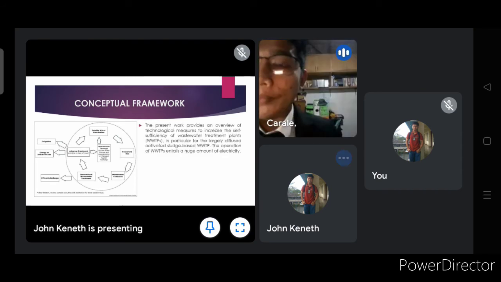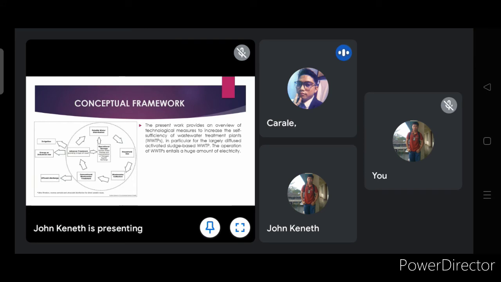The present work provides an overview of technological measures to increase the self-sufficiency of wastewater treatment plants, also known as WWTPs. In particular, the largely diffused activated sludge based WWTPs. The operation of the wastewater treatment plants entails a huge amount of electricity. The thermal energy is also required for the preheating of sludge and sometimes the digestion of sludge. On the other hand, the organic matter contained in the wastewater is the source of energy.